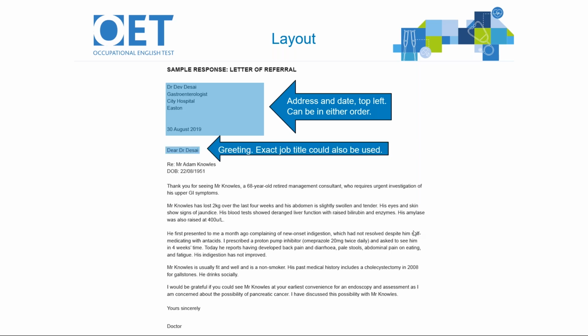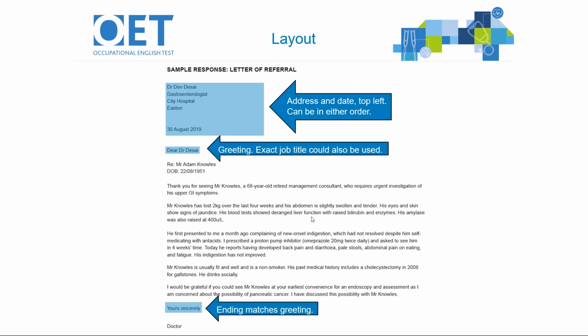Underneath this, we have the greeting, and in this case, we've been provided with the doctor's name, Dr. Desai, so we can use that here in this letter. But if you had a task where you haven't been given the doctor's name, just their job title, for example, write to the doctor or write to the consultant, you can also use their job title here in place of their name. We've been given the name, so it's most appropriate to use the name.